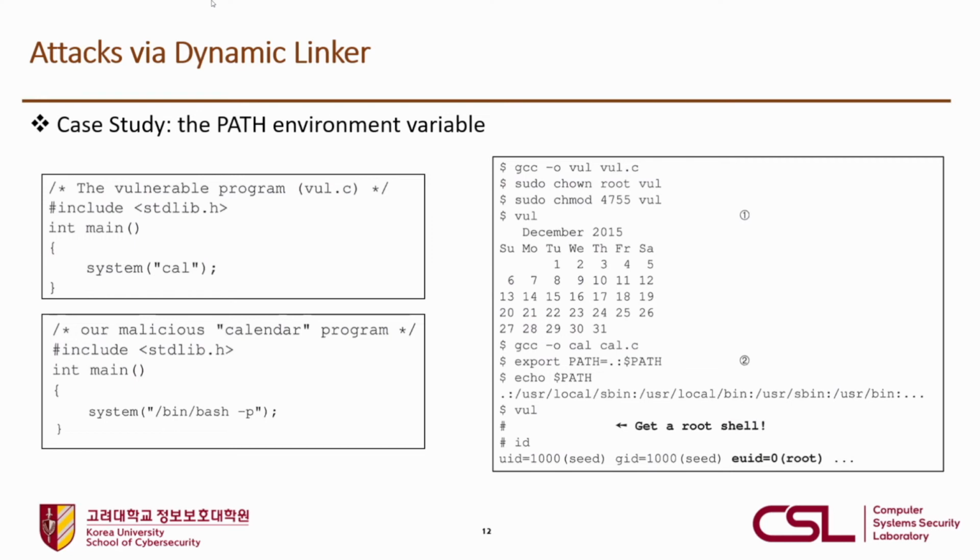At this time, add the current path to the path environment variable so that the first directory is the dot, representing the current folder. After setup, run the privileged program again. The dot at the beginning of the list causes the shell program to look in the current folder first when searching for the program. So we can't see the calendar program and we get the root shell.